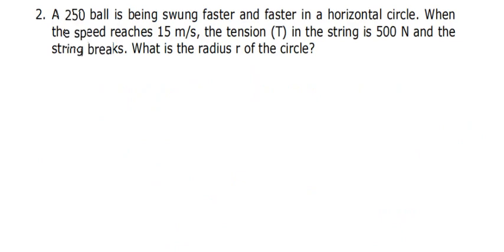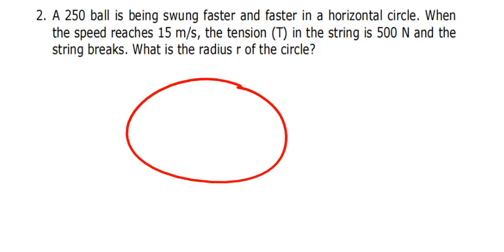Now let's solve number 2. We are told that a 250 ball is being swung faster and faster in a horizontal circle. When the speed reaches 15 meters per second, the tension T in the string is 500 Newton and the string breaks. What is the radius r of the circle? Basically, if this is the circle, we have the radius r in this direction. Now we also have a tension in the string. So this is our tension.